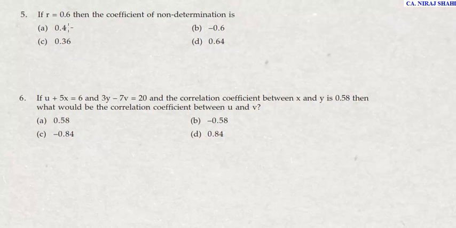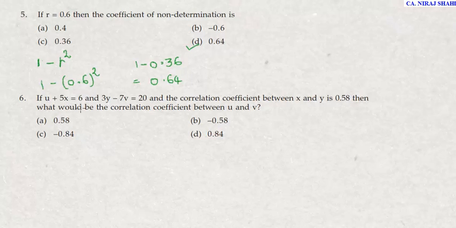If r is equal to 0.6, then the coefficient of non-determination is? Now the coefficient of non-determination is 1 minus r square. So here it is 1 minus 0.6 square. So it is 1 minus 0.36, which is 0.64. So our answer is D.